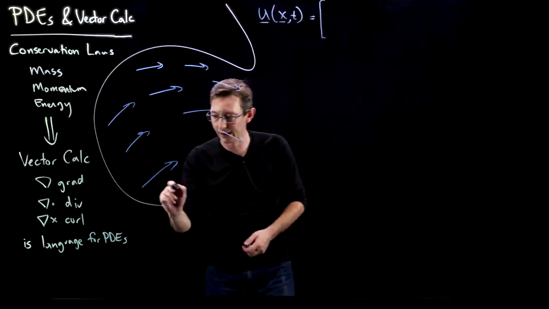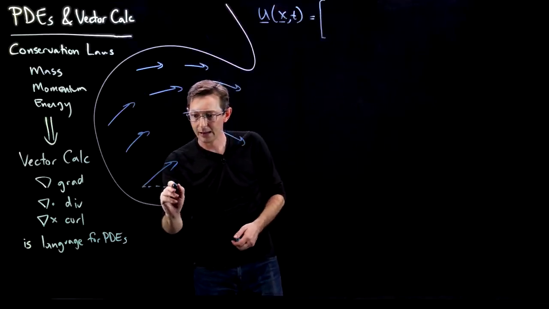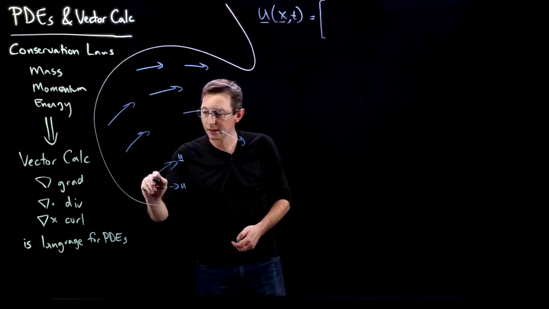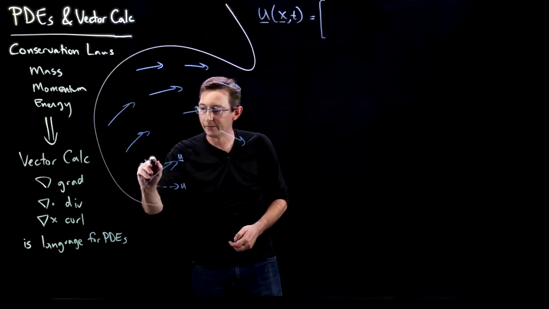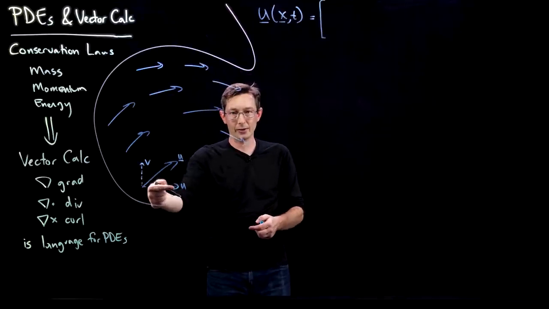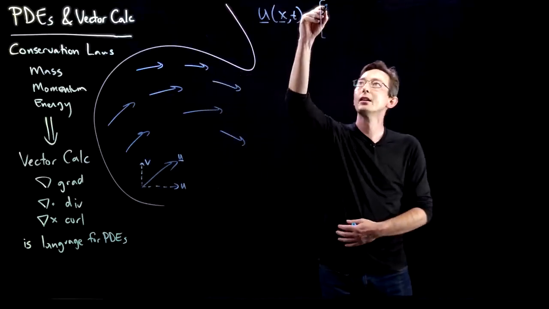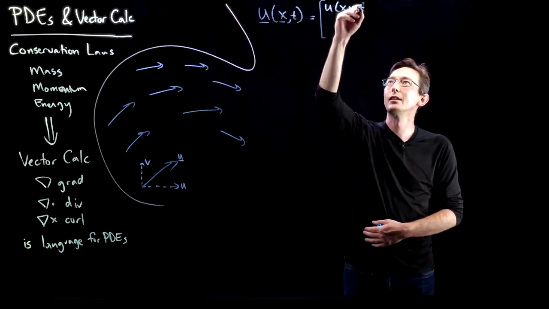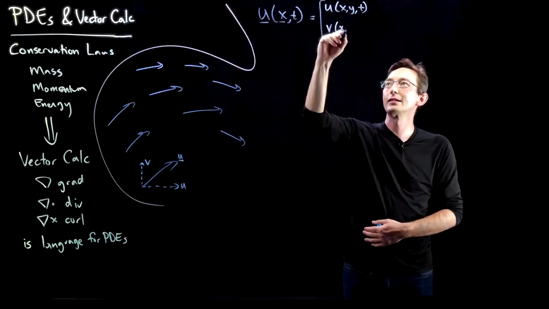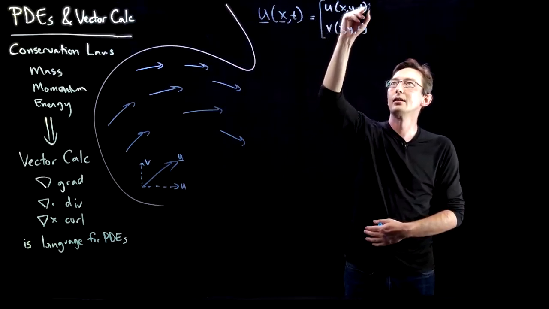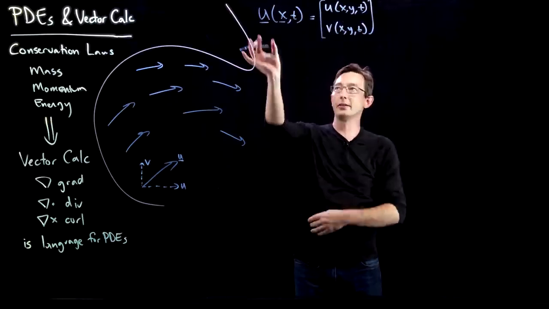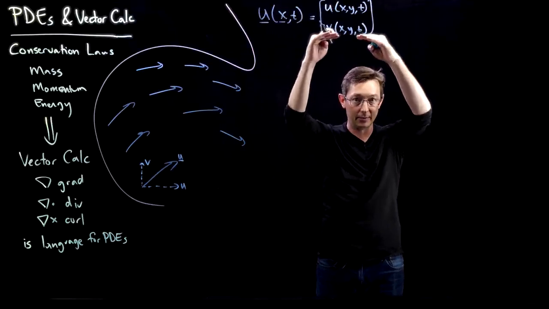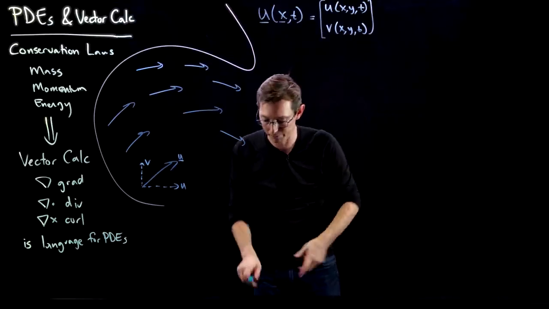Literally what I mean by this is that this is a two-dimensional vector. Let's say I take one of these. This is vector u. It has a u component and a v component, a component in the x direction and a component in the y direction. So this is little u of x and y comma t and little v of x and y comma t. And this little u is different than this bold u. This bold u is a vector of the x component and the y component of the velocity.